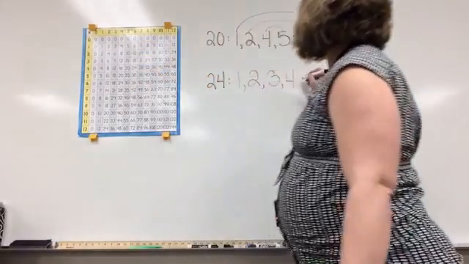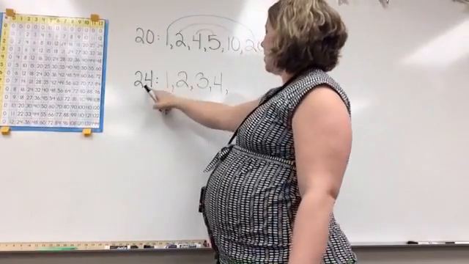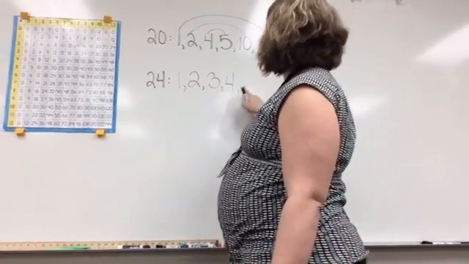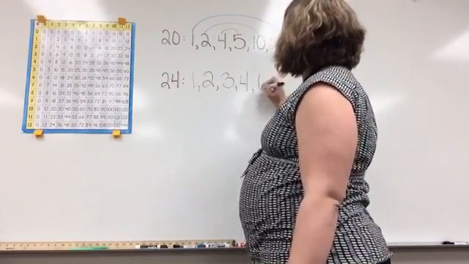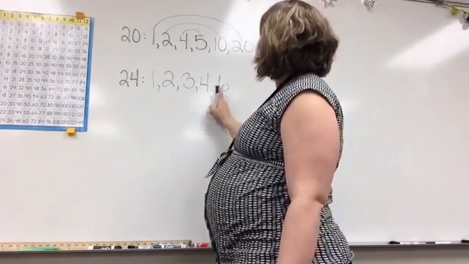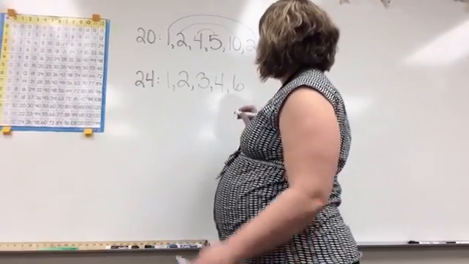6 times 4. 5 isn't because it doesn't end in 0 or 5. So I know that my next factor is 6. And I notice that 6 and 4 are right next to each other. 6 times 4 equals 24, so those must be partners.